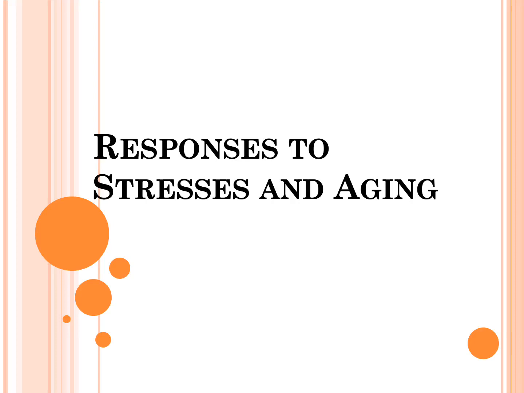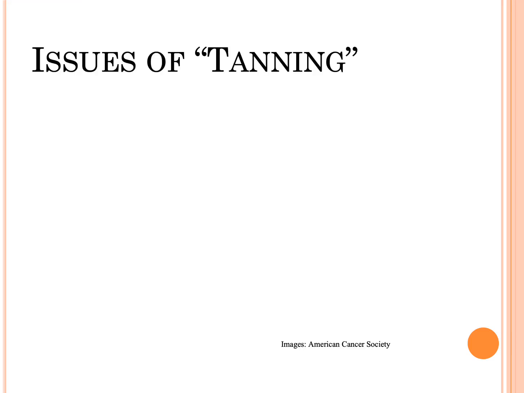Okay, so let's talk a little bit about responses to stresses and to aging. And we'll start with looking at the concept of tanning and responses to tanning and issues lying within that. So when we talk about issues of tanning and what we have to worry about, it's all about UV and UV protection. And it's about what the melanocyte and melanin give us in terms of protection against ultraviolet radiation.